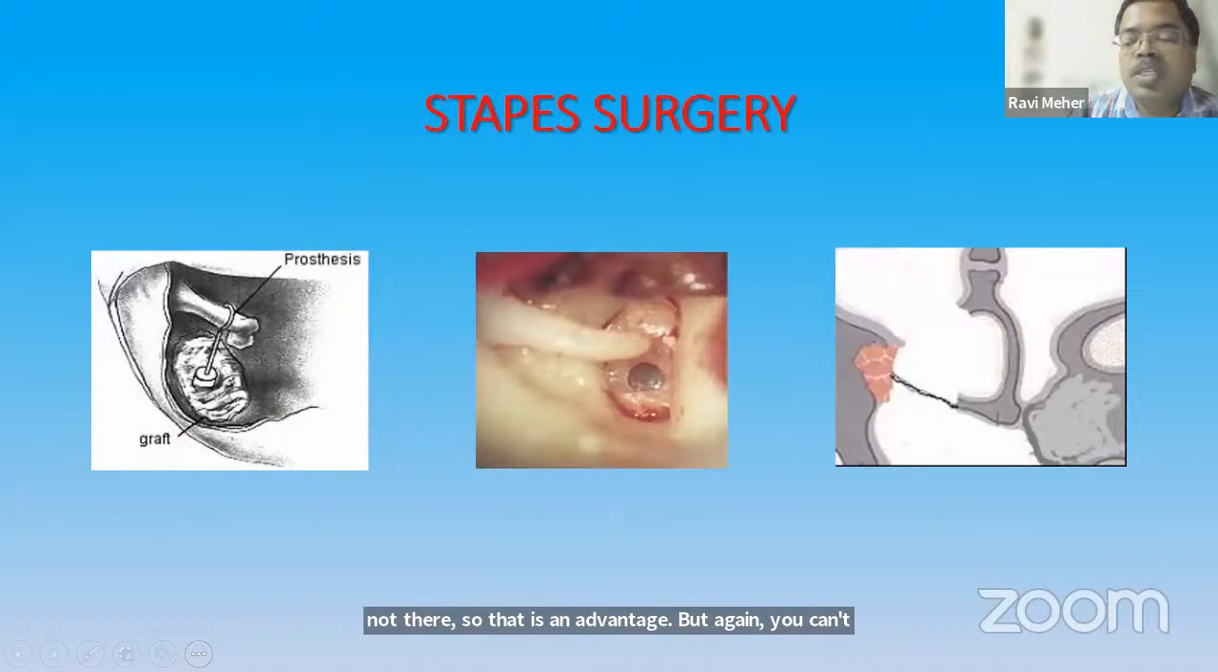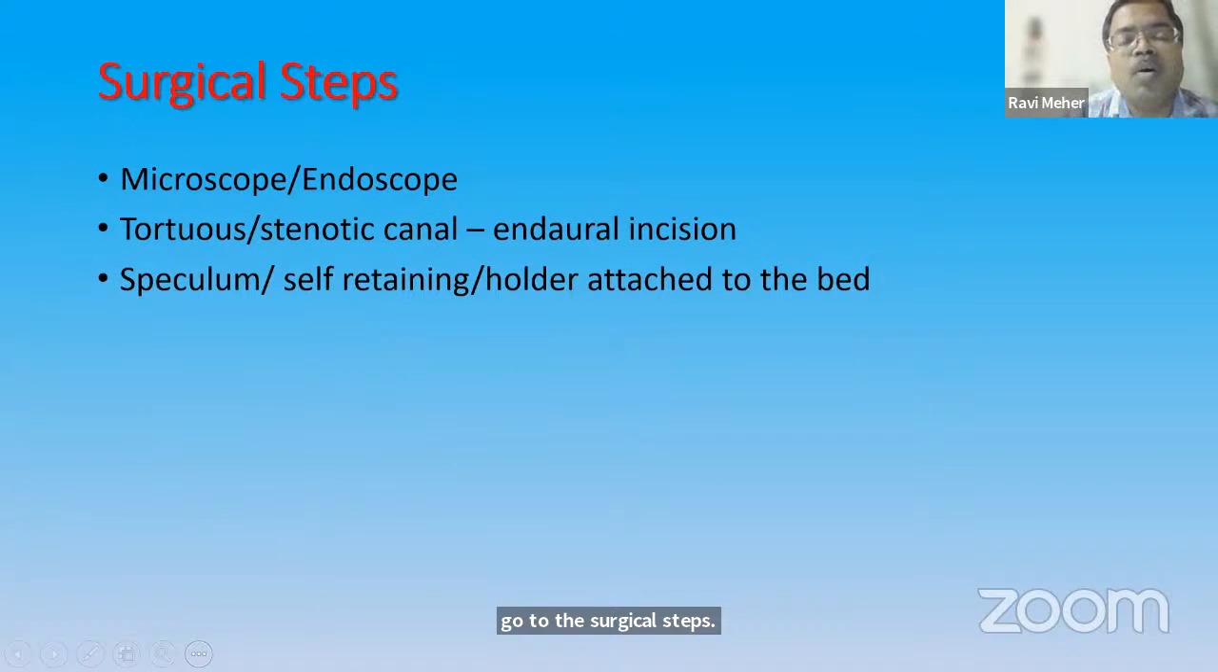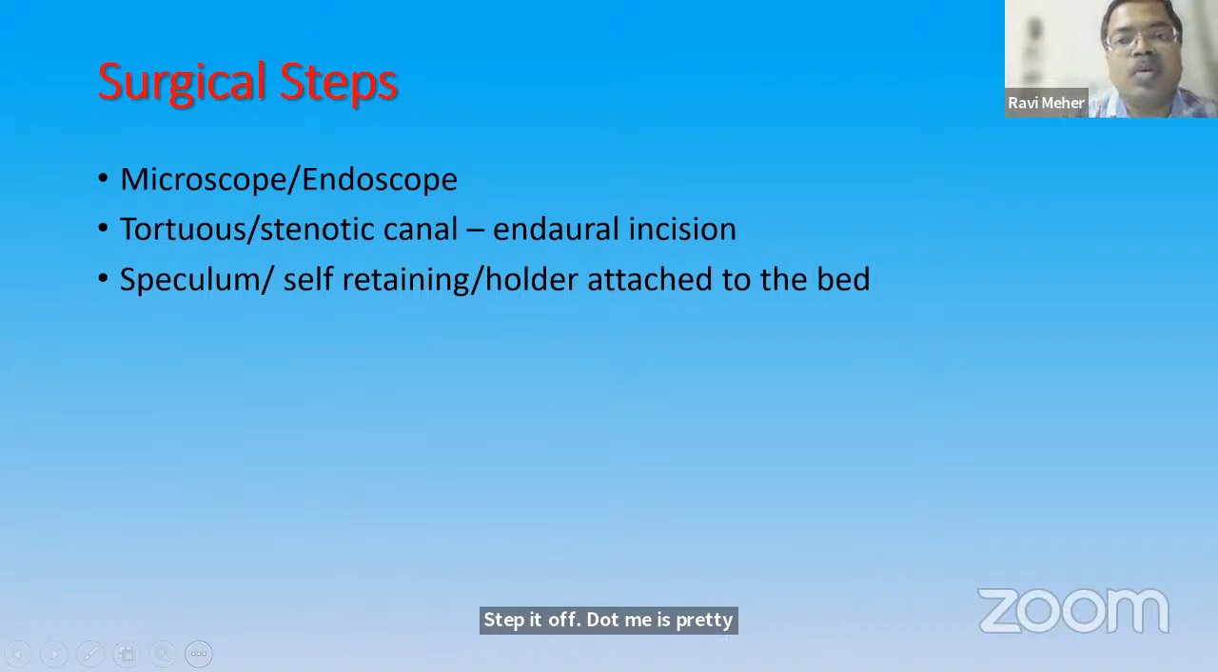So we'll go to the surgical steps. You can do surgery with a microscope, or you can use an endoscope. The endoscopic stapedotomy is pretty much standardized now, and if there's a tortuous canal or stenotic canal, you can do an endaural incision. I have seen some of the surgeons doing a postaural incision also for stapes surgery. There's no harm in that because it gives you an excellent exposure.